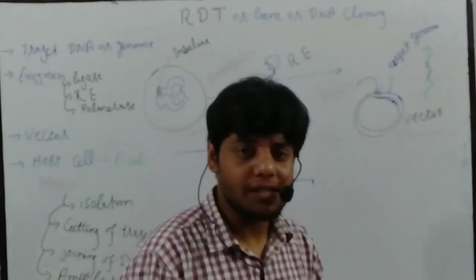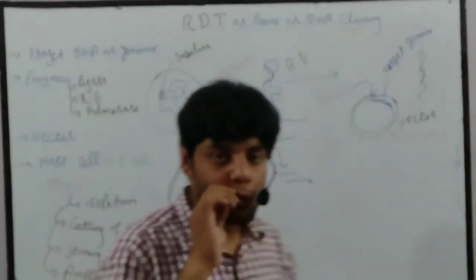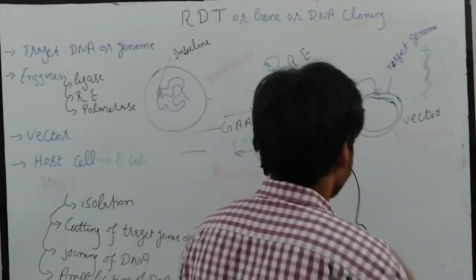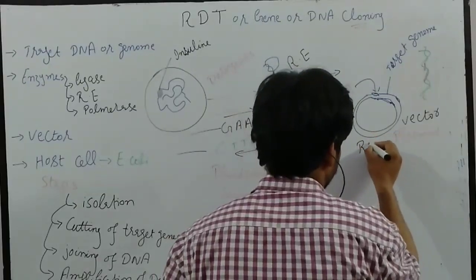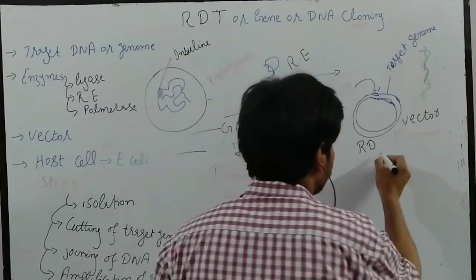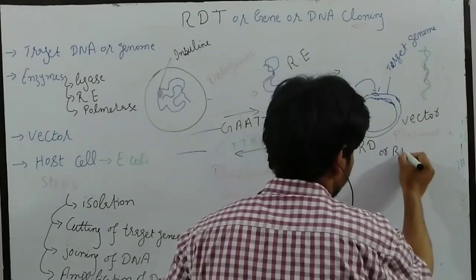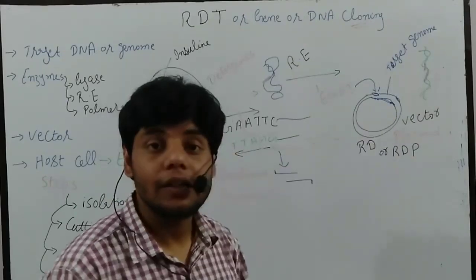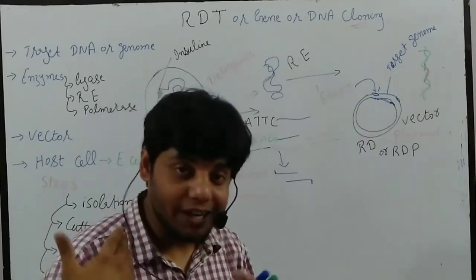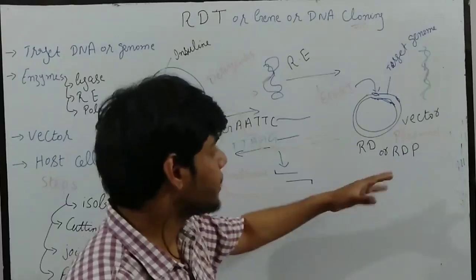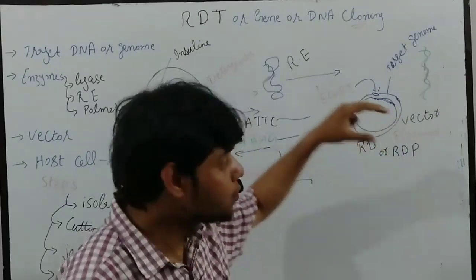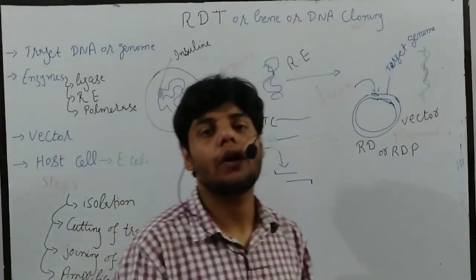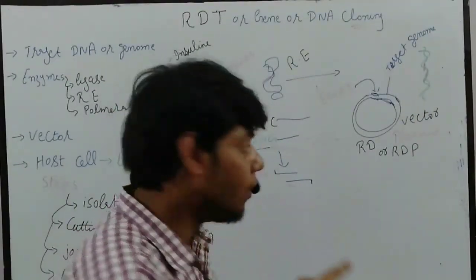Once the vector is completed with the target genome, what should we do? Now this is called recombinant DNA, or recombinant DNA plasmid. Why? Because it contains the desired DNA, the desired genes. That's why we call it recombinant DNA or recombinant plasmid, because we recombine the vector with our desired genes.